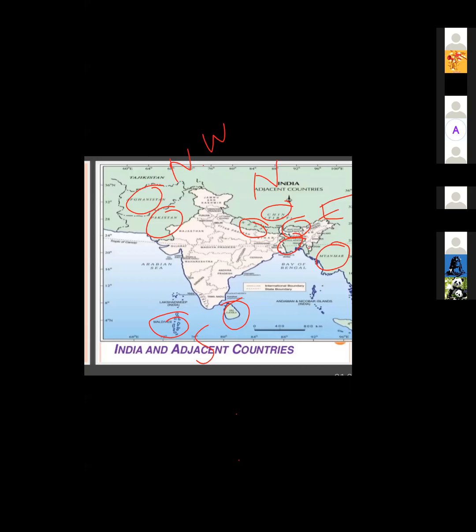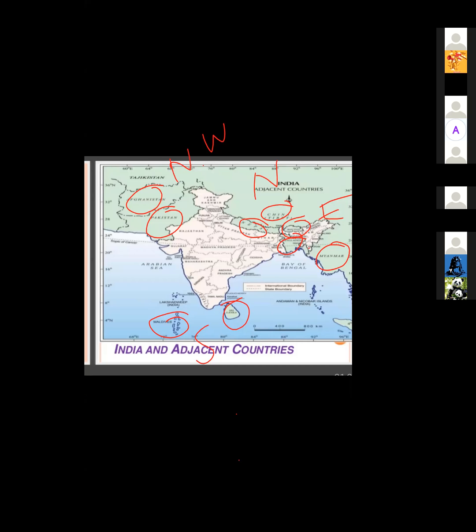These are the neighbor countries. Sri Lanka is separated from India by a narrow channel of sea formed by Palk Strait and Gulf of Mannar. Maldives Islands are situated to the south of the Lakshadweep Islands. It's a peninsular piece of land that is bordered by water on three sides.